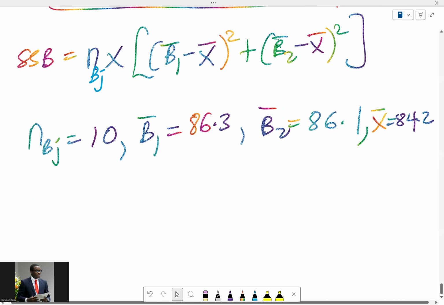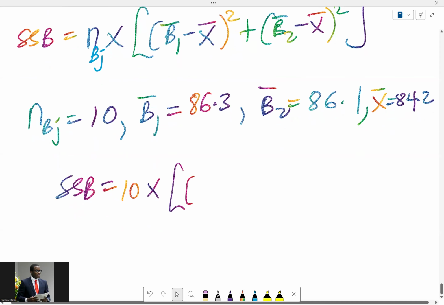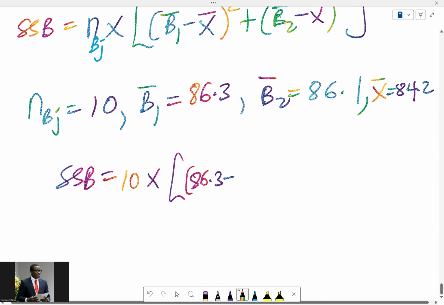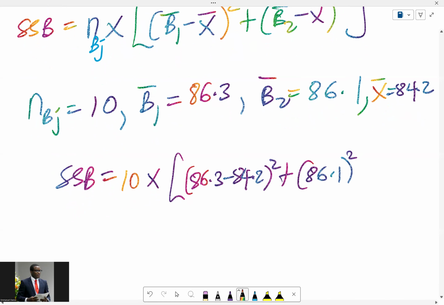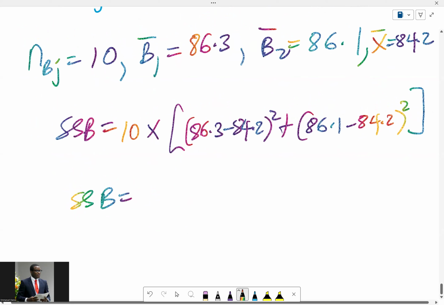Okay. Now we can say that SSB is equal to the sum of squares for factor B. That is 10 times the summation of 86.3 minus 84.2 squared plus 86.1 minus 84.2 squared. So for SSB, we can get the answer in one blow.